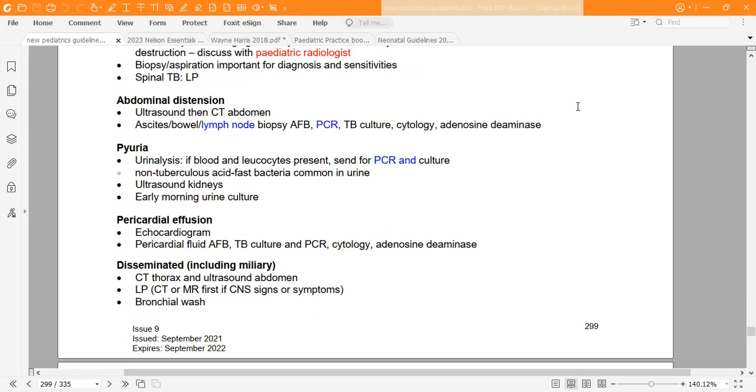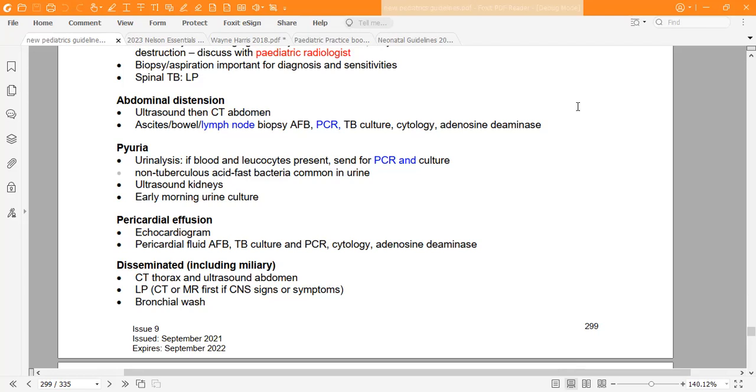Okay. Pyuria, if we have a patient with pyuria, pus in the urine. Basically, I will do urine analysis. If blood and leukocytes present, send for PCR and culture. First of all, I will do urine analysis. I will do the dipstick, as simple as that. If I've got blood or leukocytes, debris, traces, I will send for PCR and culture. Non-tuberculous acid fast bacteria common in urine.